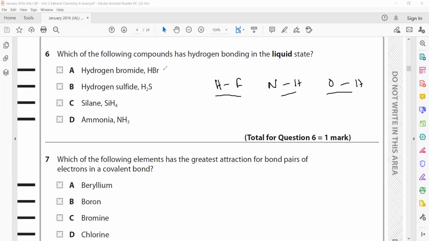So this cannot have a hydrogen bond because hydrogen is not bonded with any of them. So D is the right answer, ammonia.